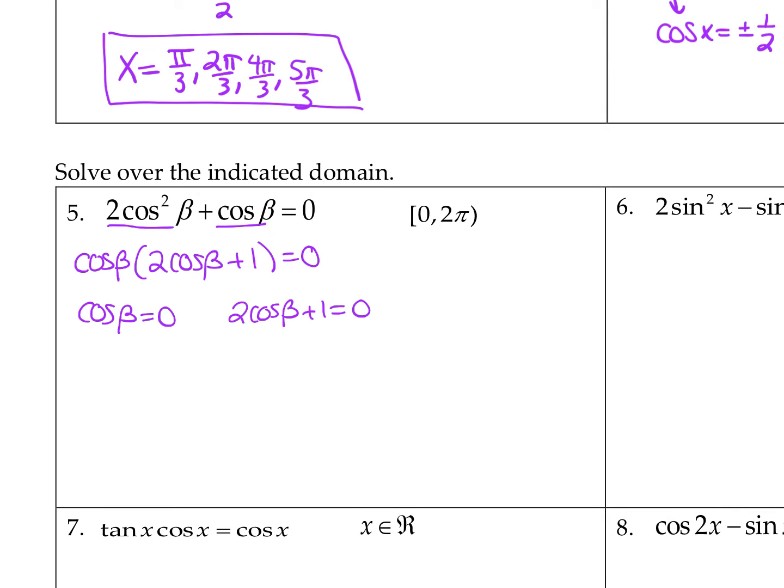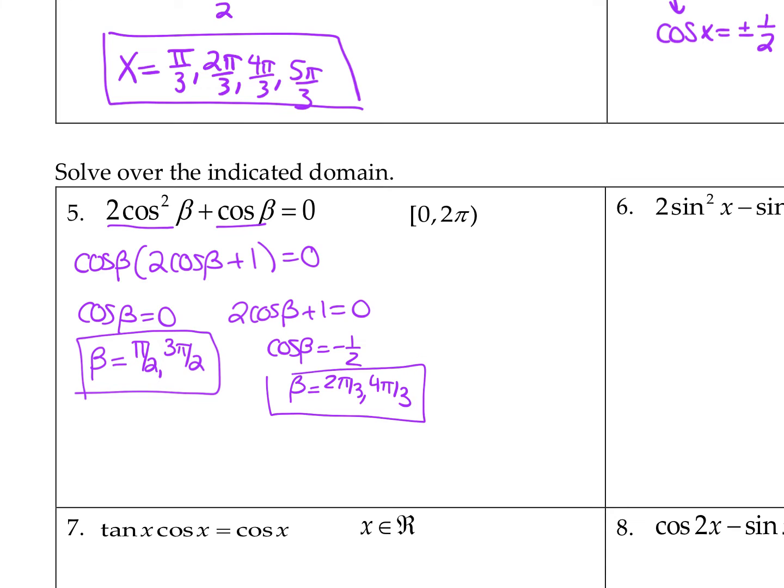and solve. So cosine equals 0. So where is cosine 0? Cosine is 0 at pi over 2 and at 3 pi over 2. If I solve for cosine here, I'm going to get that cosine is negative 1/2, and that happens at 2 pi over 3 and at 4 pi over 3. And so those would be my 4 solutions.